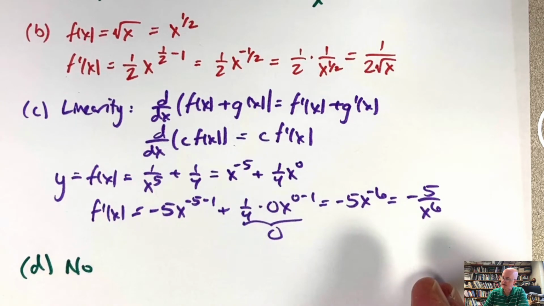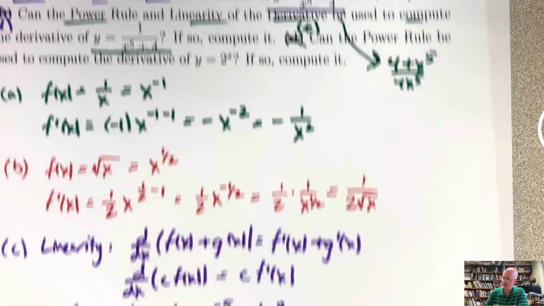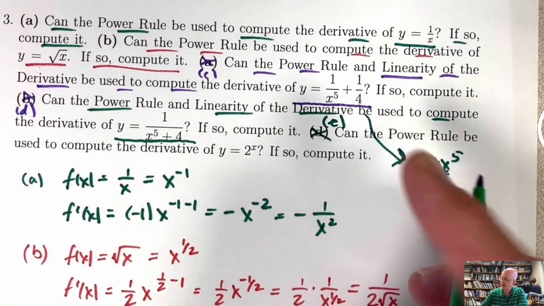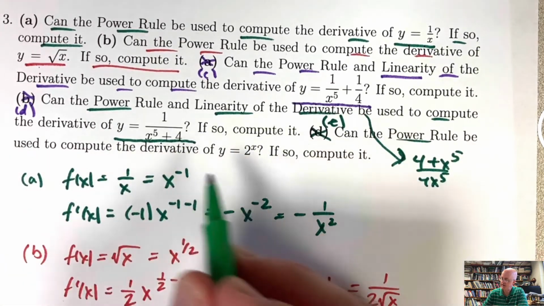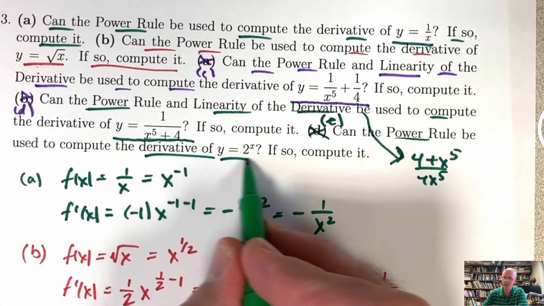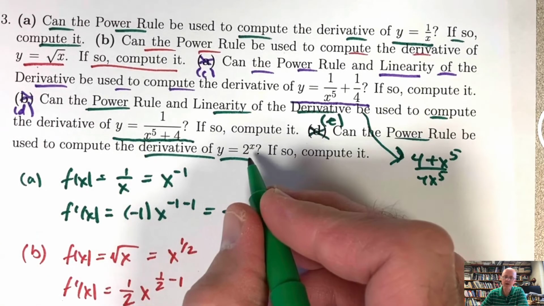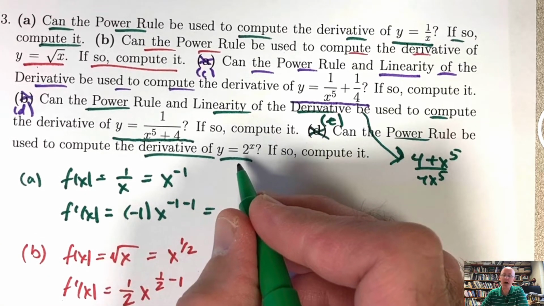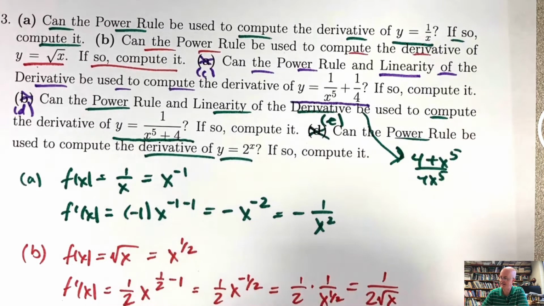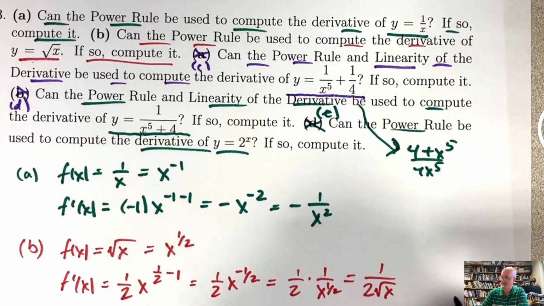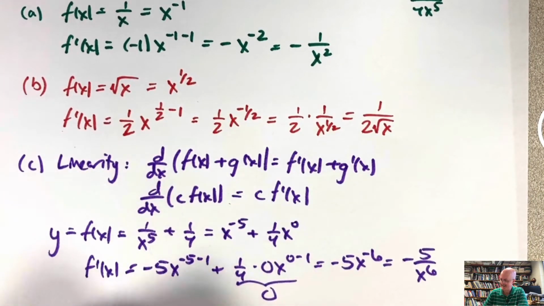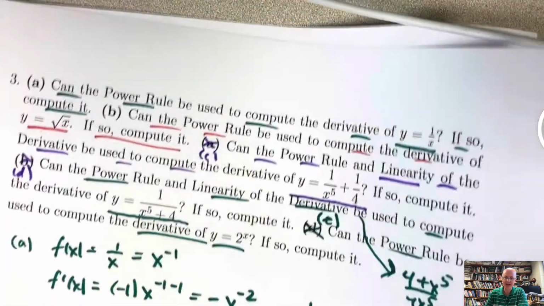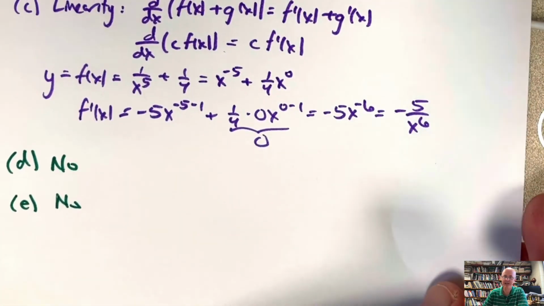Power rule and linearity cannot be used to compute it. Finally, we go on to part E. Can the power rule and linearity be used to compute the derivative of y equals 2 to the x? Now the variable is in the exponent. This is an exponential function, not a power function, not a polynomial, not a sum of power functions, not anything like that. No, you cannot use the power rule to differentiate an exponential function. The answer for E is no.